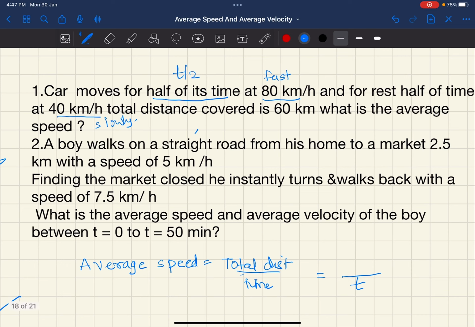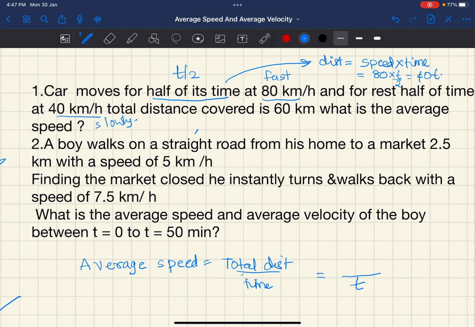So you know that distance is speed into time. So in half of the time, the distance covered would be 80 kilometers per hour into t by 2. So it is 40 t.